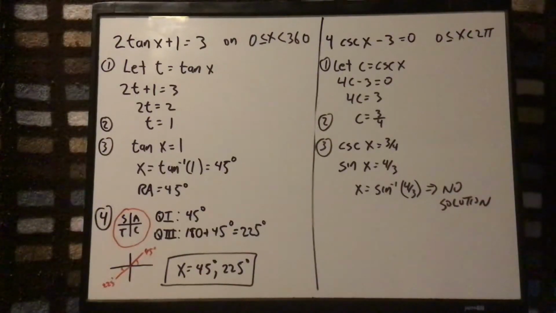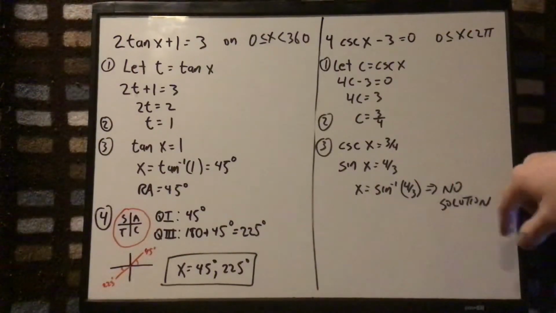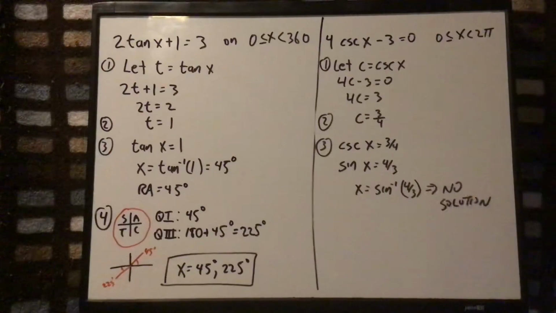Now, if you really understand the unit circle trig, you'd realize sine and cosine are stuck between -1 and 1. So sine x equaling 4/3 is actually not possible because 4/3 is bigger than 1. 4/3 is 1.3 repeating. There is no such angle that has a sine that's greater than 1. It's not possible. If you realize that, you'd know there was no solution.